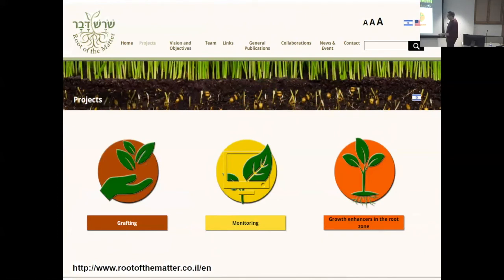Grafting, which I'm a part of, and I'm also managing the grafting. We're looking to graft vegetables, tomatoes and melons, in order to improve their abiotic tolerance. Okay, and look at root characteristics, how to monitor below ground, and how to add bacteria in order to enhance. Now, the nice thing is that we have mutual research areas. So we all work together, okay?